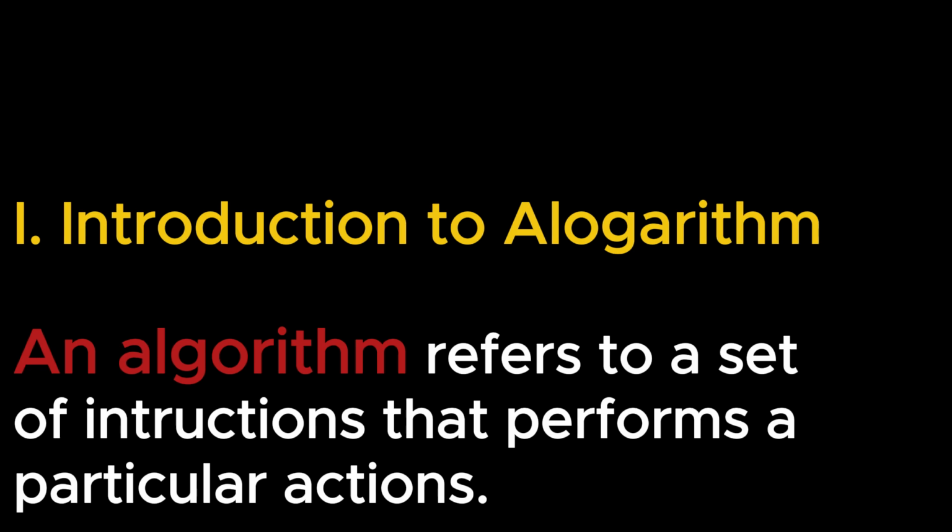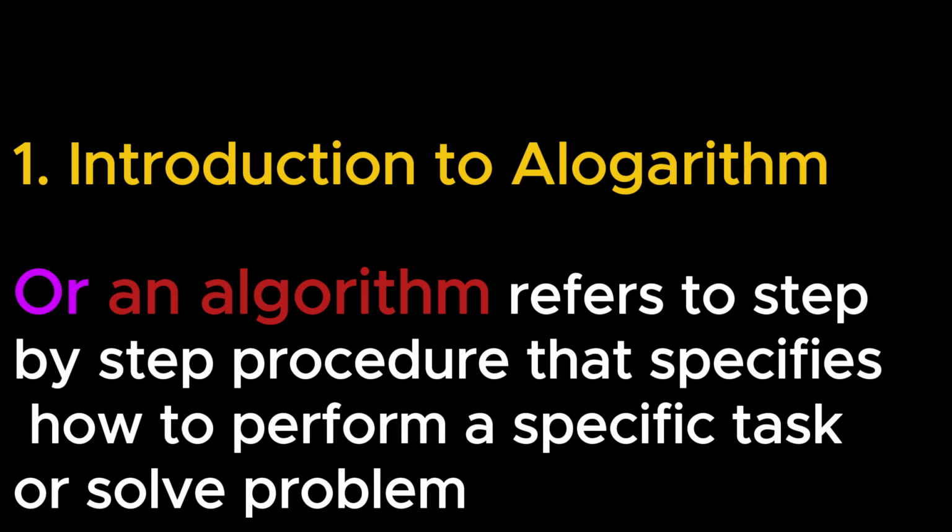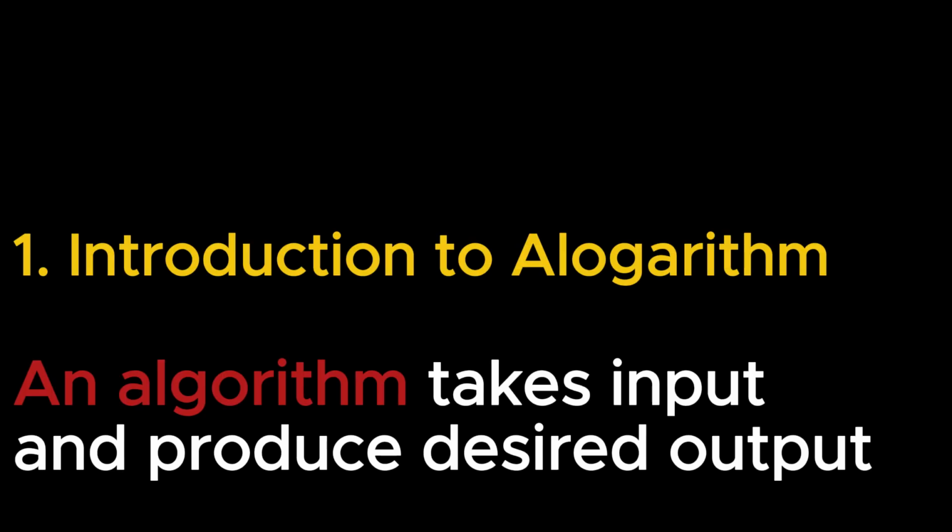If you are a student and want to study computer science or you are learning to code, then there is a chance you have to hear about an algorithm. Simply, an algorithm is a set of instructions that performs particular actions. Or an algorithm is the step-by-step procedure that specifies how to perform a specific task or solve a problem. An algorithm takes input and produces the desired output.